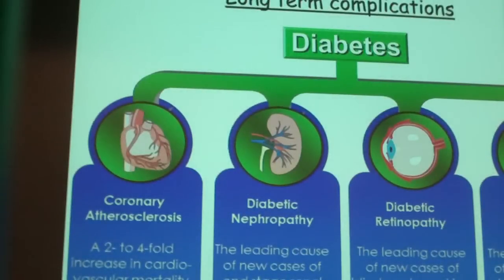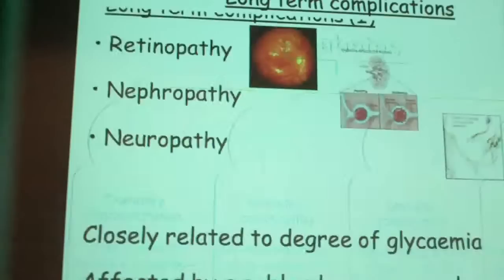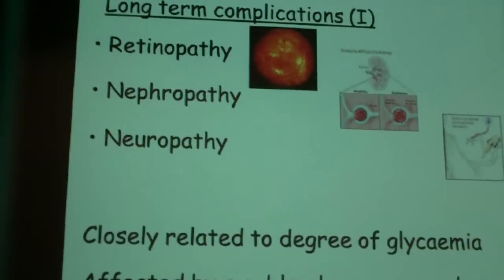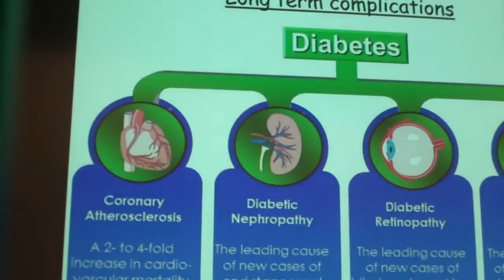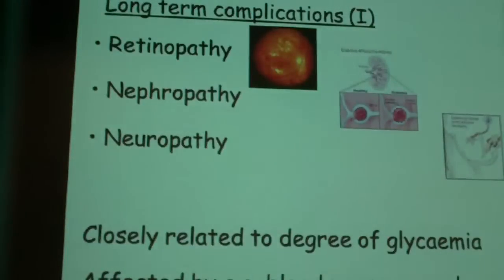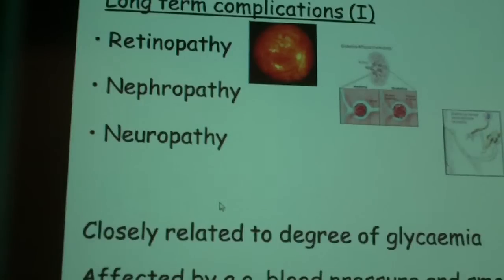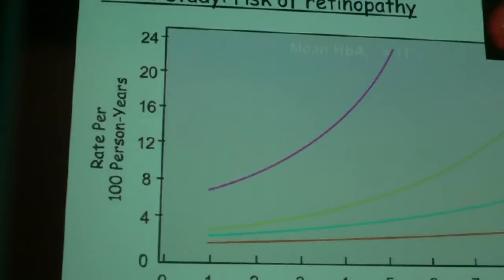And why is this? Because we have coronary arteriosclerosis in diabetes, neuropathy, retinopathy, and nephropathy. And these are the long-term complications. You can divide these in two groups. The first ones are retinopathy, nephropathy, and neuropathy, and they are closely related to the degree of glycemia. And they are affected by blood pressure and smoking.